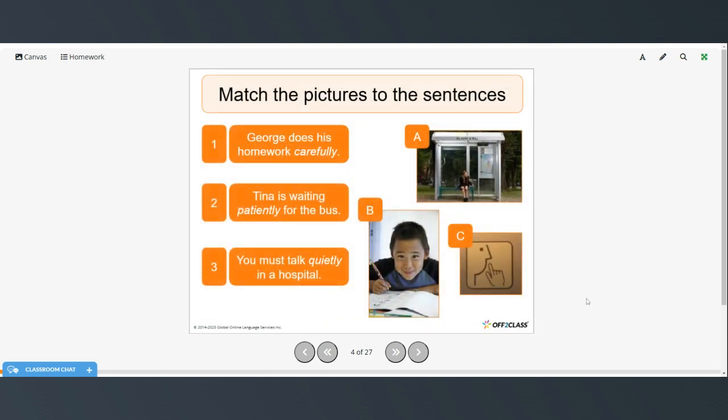Okay, so now match the pictures to the sentences. You can pause the video, try that on your own, and then restart when you're ready to check your answers. So George does his homework carefully. That's picture B. Tina is waiting patiently for the bus. That's picture A. And you must talk quietly in a hospital. That's picture C.